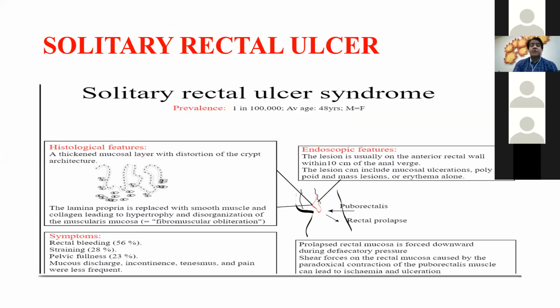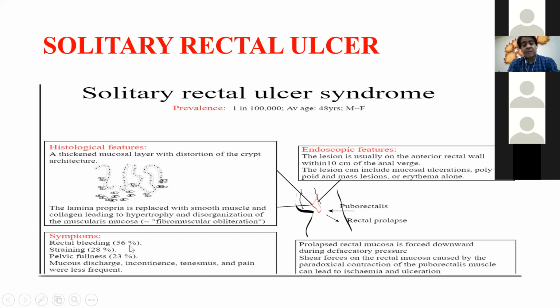So the solitary rectal ulcer is the fourth anorectal disease and a common cause of rectal bleeding, especially in males. The usual age is 48, but in my experience, I have so many patients where females are more than males, and young teenagers more often have the solitary rectal ulcer. Its prevalence in the general population is 1 in 1 lakh, and it usually presents with rectal bleeding in 56% according to some studies.